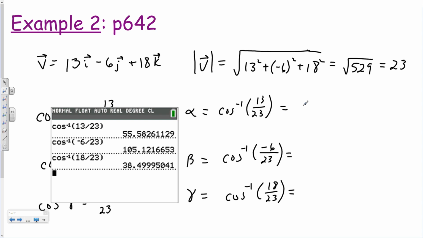All right, so it turns out that for alpha, we had 55.583. We'll round that. Again, make sure you're putting 3 decimal places here on all your answers. 105.122 is beta, and finally 38.4. I guess if we round that, it's going to be 38.500. That's in degrees there when we round it to 3 decimal places. All right, so those are our 3 direction angles and 3 cosine angles.